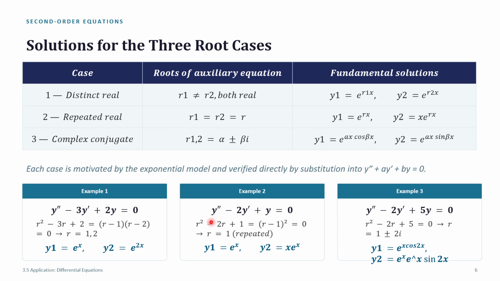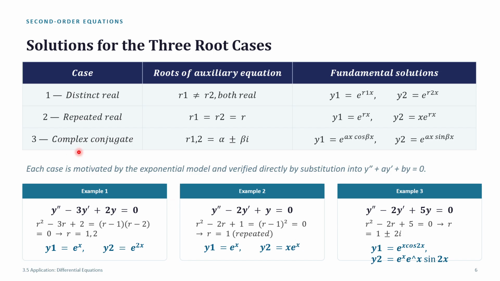Using the auxiliary equation, we substitute r squared minus 2r plus 1, and then we factor this to get (r minus 1) squared is equal to 0. So our root here is 1, and it is repeated. But we still have two distinct solutions for the differential equation: y1 is equal to e raised to the power of x, and y2 is equal to x e raised to the power of x.